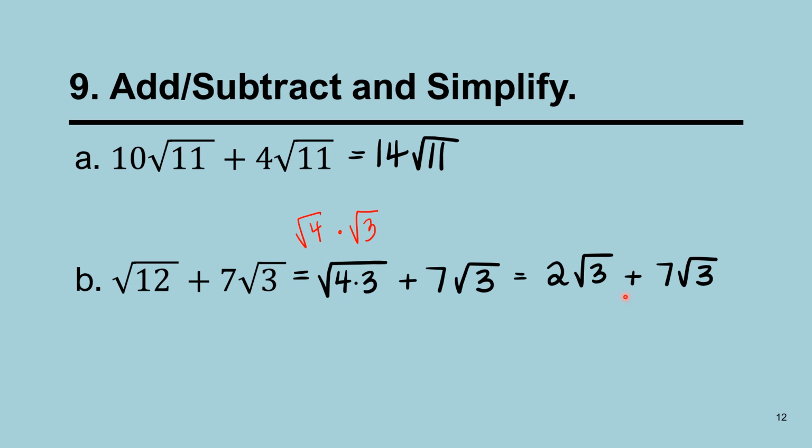All right, so 2 times the square root of 3 plus 7 times the square root of 3. All right, so now we've got these matching. So now they are like terms. So we're just going to combine the coefficients. So 2 plus 7 is, sorry, 9. So that's going to be 9 times the square root of 3.